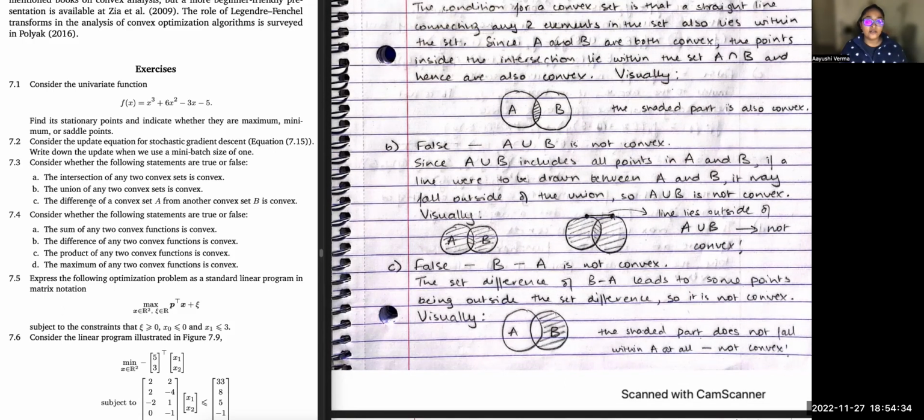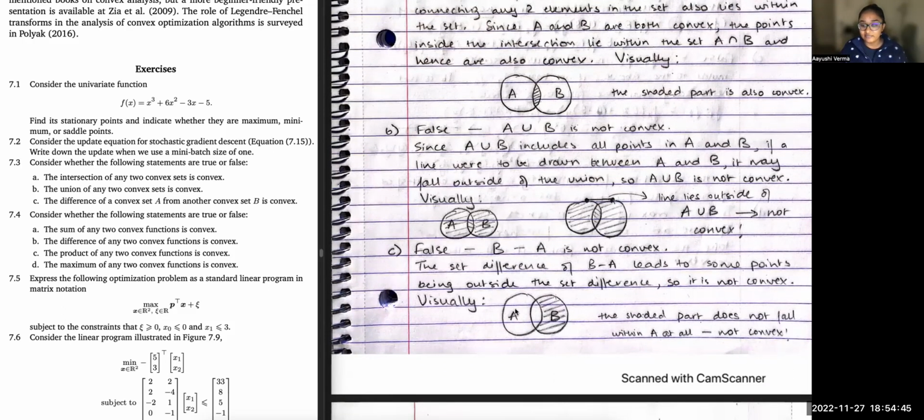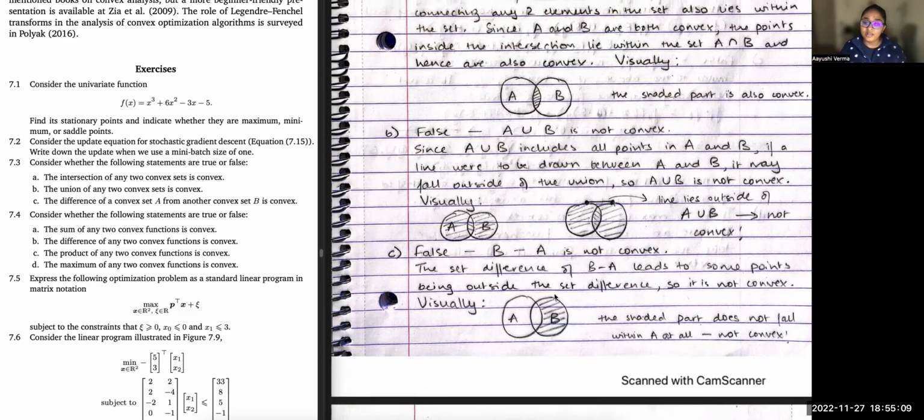The final statement that we consider is whether, if we take the difference of two convex sets, that difference is also convex. I don't think so, because visually, looking at the set difference, B minus A leaves us this portion of B in the set. And so you have some points which lie here in the intersection of A and B, and they wouldn't be part of the set B minus A. And so therefore, the set difference of two convex sets wouldn't be convex.